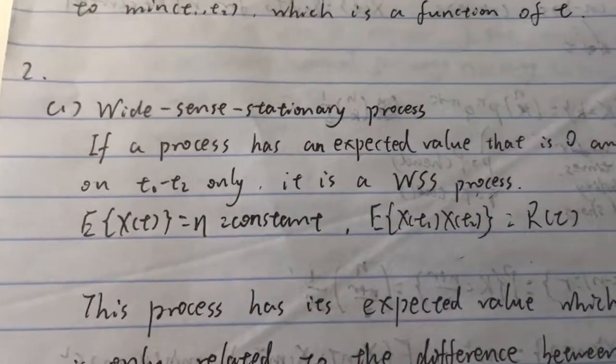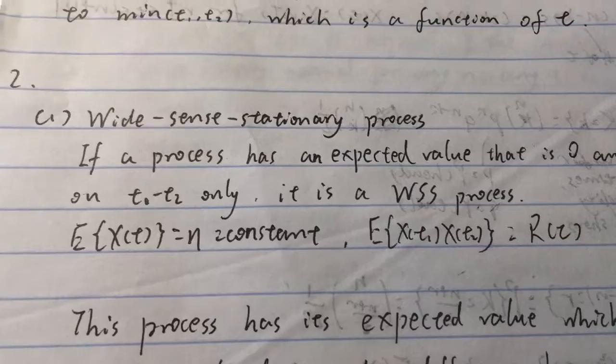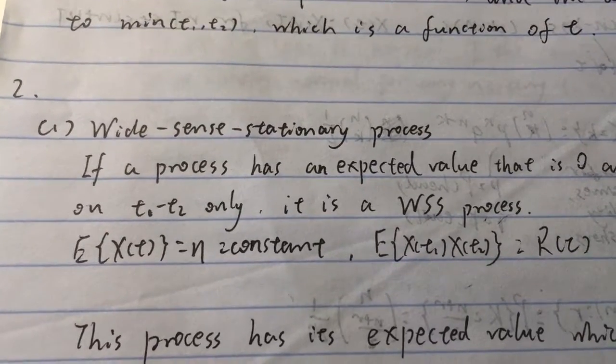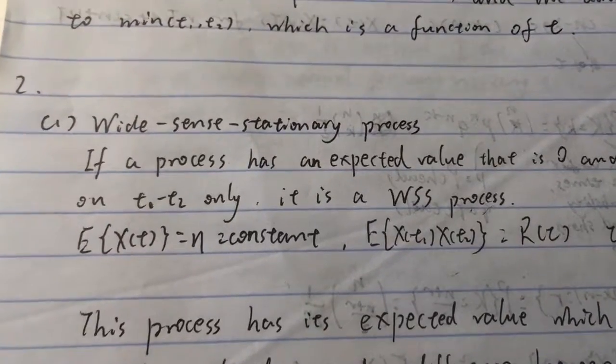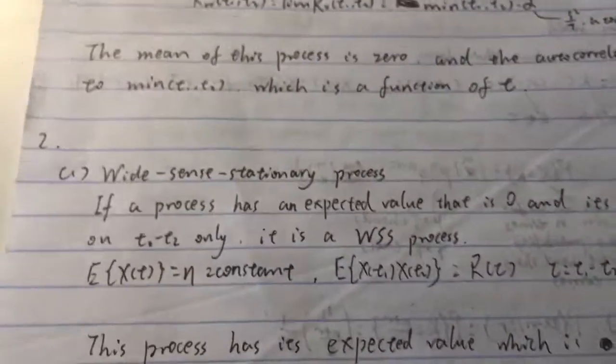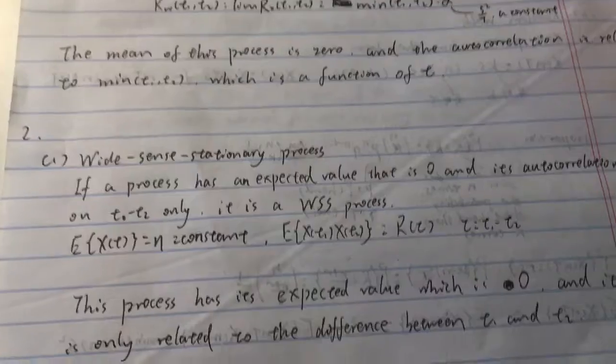Now we're in homework 10, problem 2. In this problem, we also need to explain some different kinds of stochastic processes. First is the wide-sense stationary process.